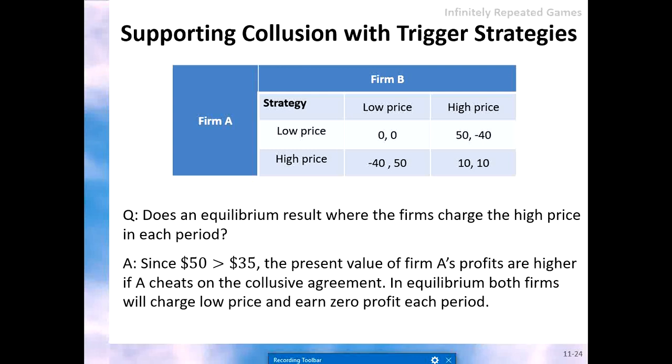But if the interest rate is more or less than 25%, then firm B will know that firm A will not cheat. By not cheating, it will get more payoff by colluding and getting 10 plus 10 discounted in the first year, plus 10 discounted in the second year, plus 10 discounted in the third year. It will gain more than the 50 payoff.